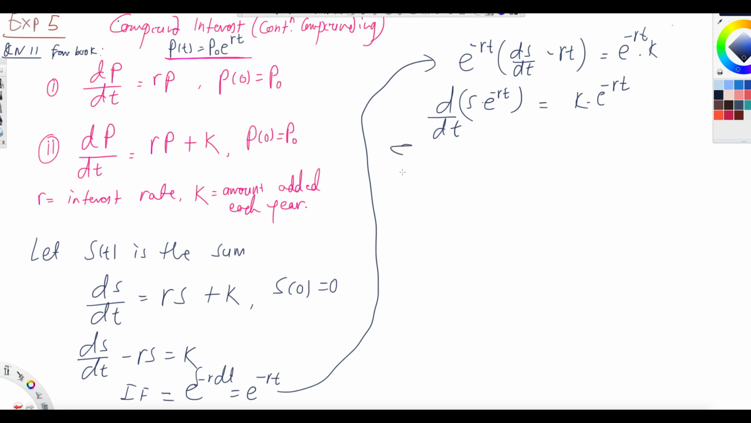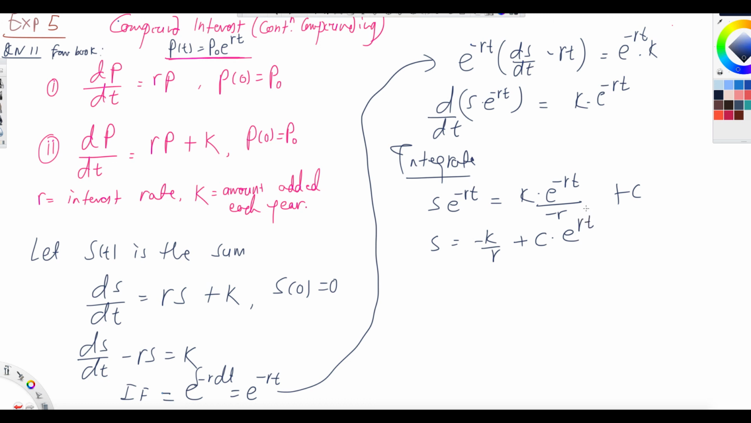Now if you integrate, you get s times e to the negative rt equals k times e to the negative rt divided by negative r, and then plus c. Let us divide by e to the negative rt. What do you get? S equals negative k over r, and then plus c times e to the positive rt. That's what you get. You see that?